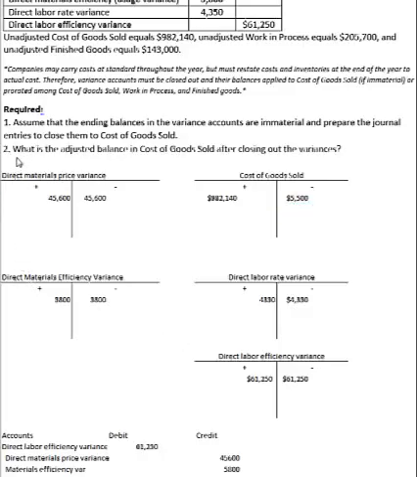I'm also going to go ahead and answer the second requirement in the same video because we've got all the T accounts here with the various balances after we've closed the variance accounts. And we're asked what the adjusted balance in cost of goods sold is after closing out the variance accounts, which is very easy, right? What we started with was the $982,140, and you subtract the adjustment in this case. So it would be $976,640 would be the ending or the adjusted balance in cost of goods sold at this point.